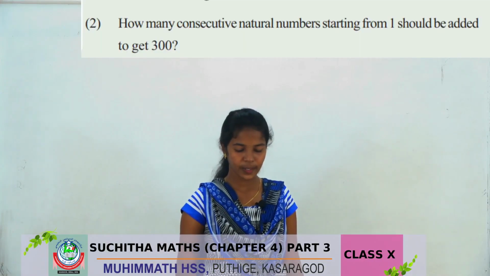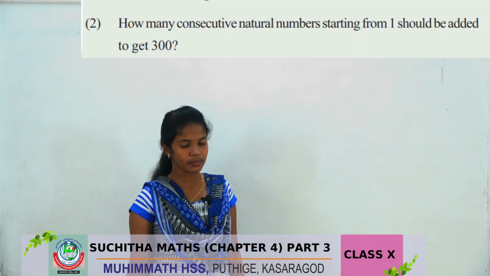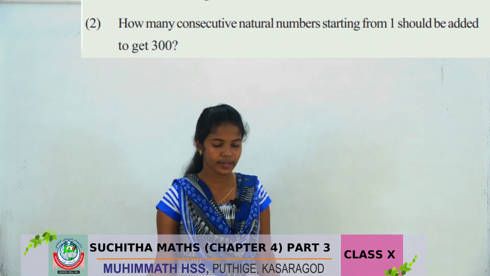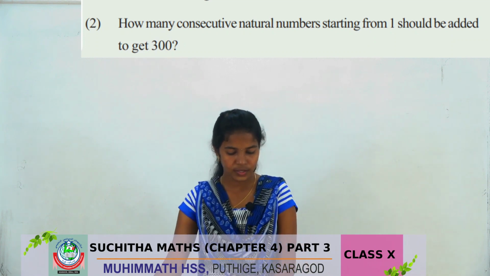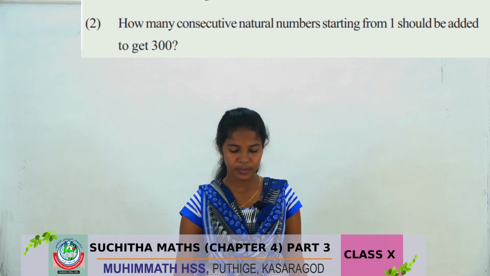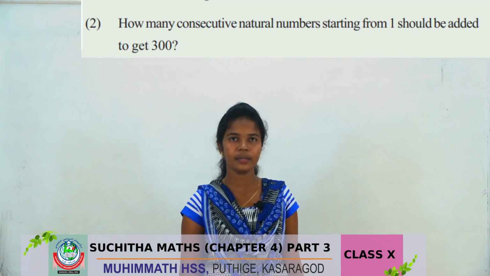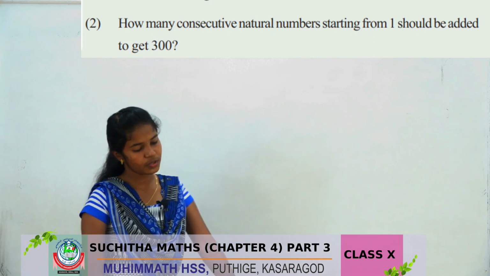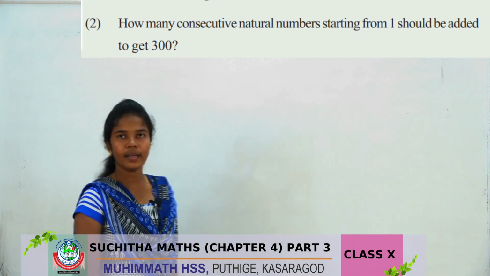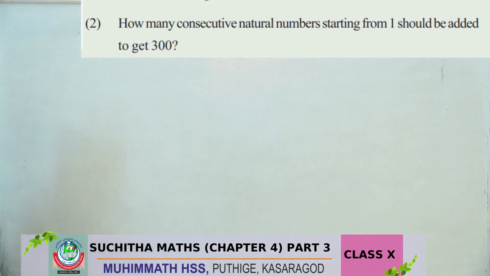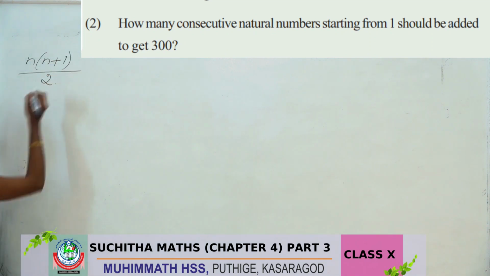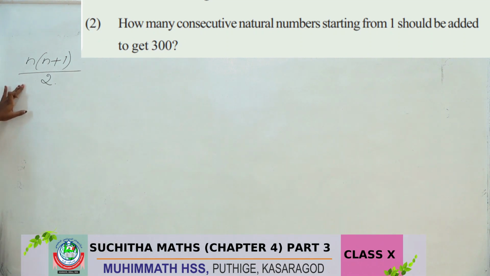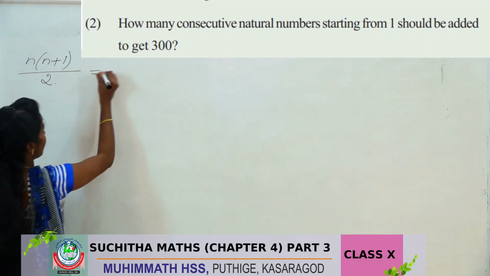Next, second question. How many consecutive natural numbers starting from 1 should be added to get 300? Here the question means natural numbers starting from 1 should be added to get 300. That means the sum of the natural numbers is 300. What is the formula for the sum of natural numbers? That is n into (n plus 1) divided by 2. So it equals 300.